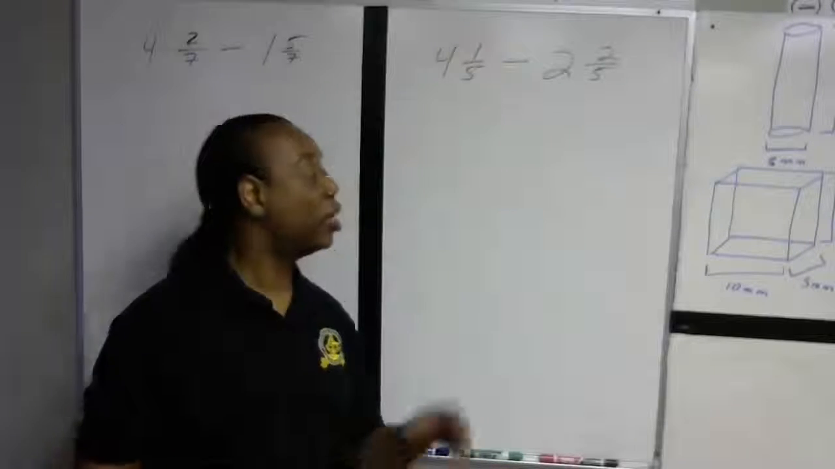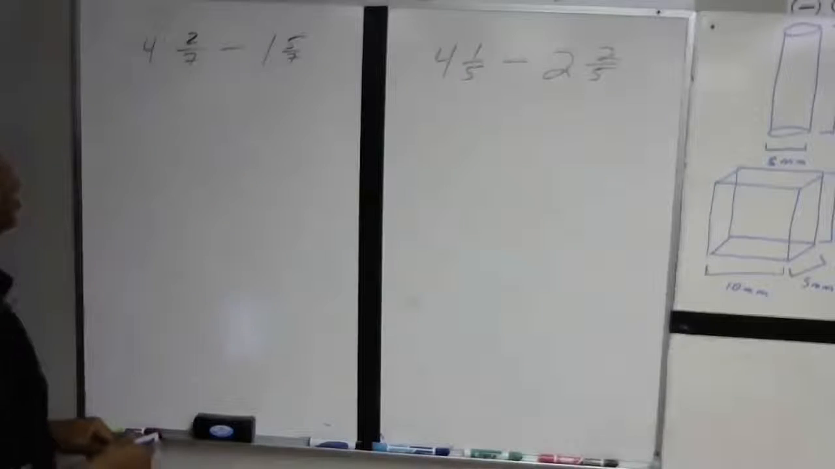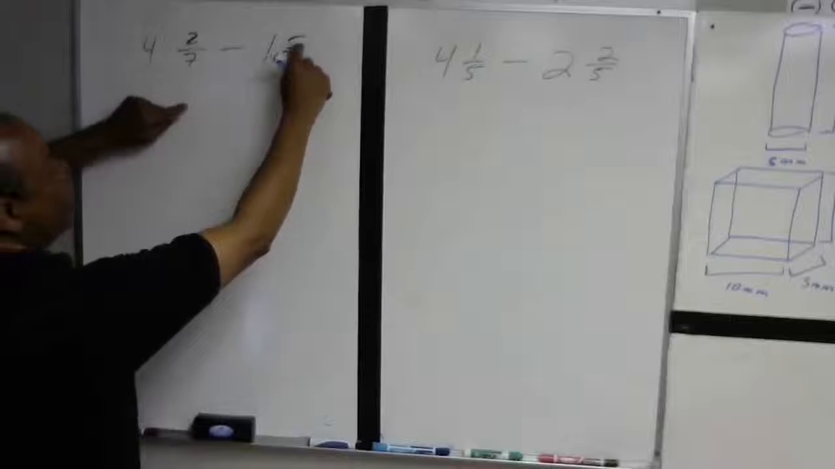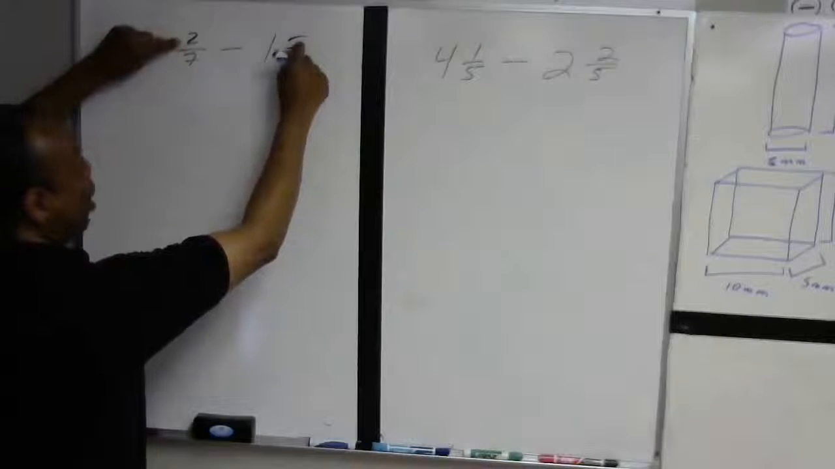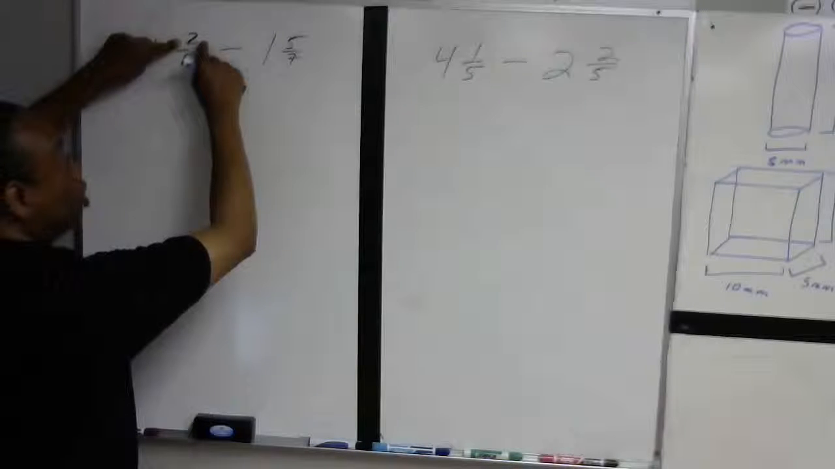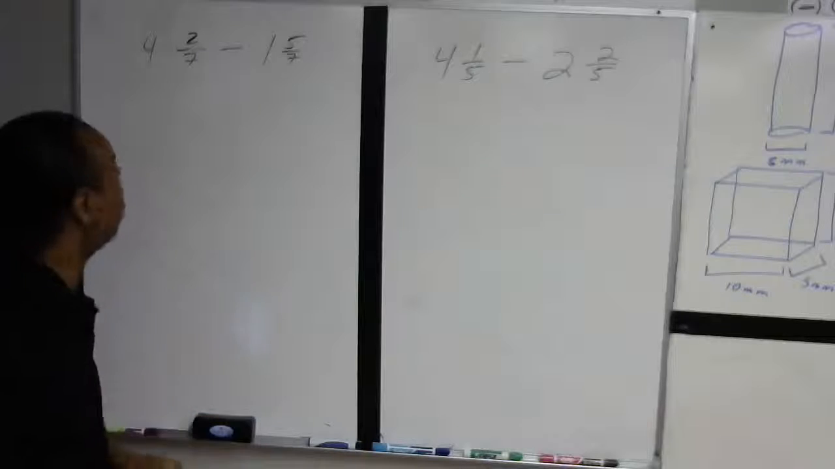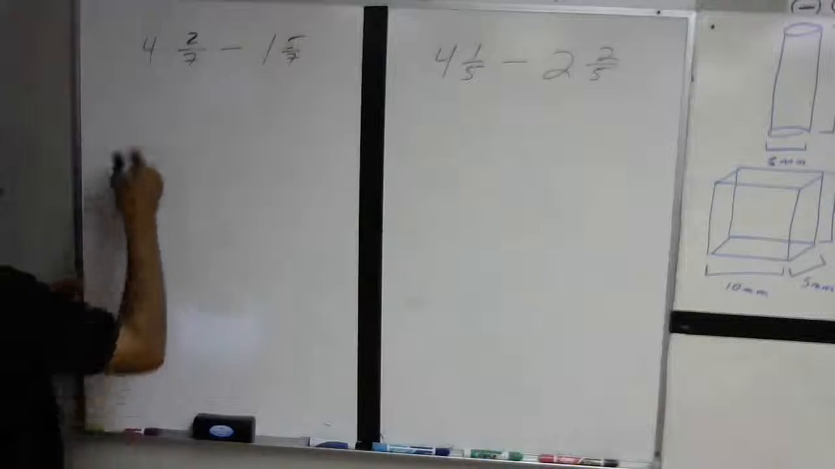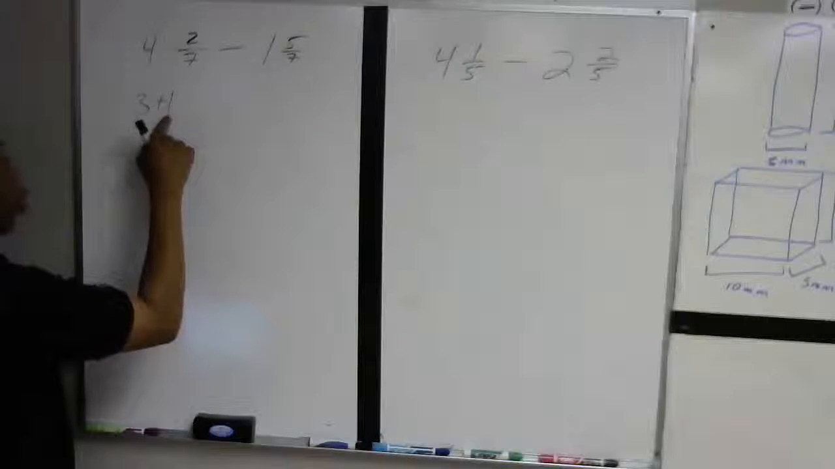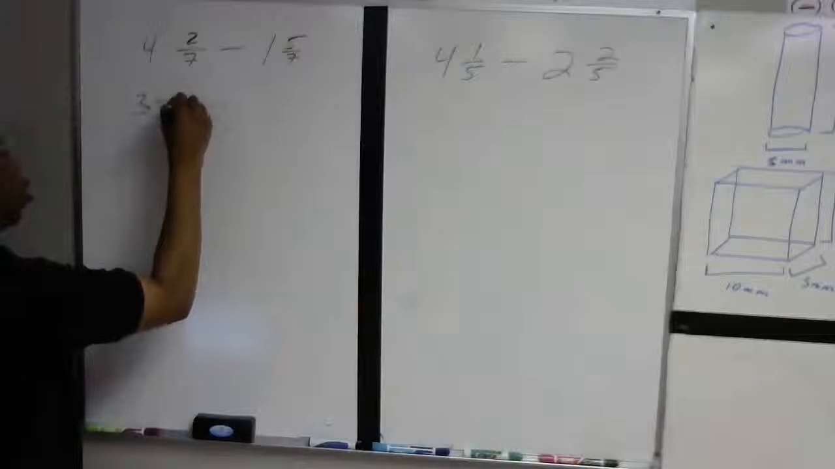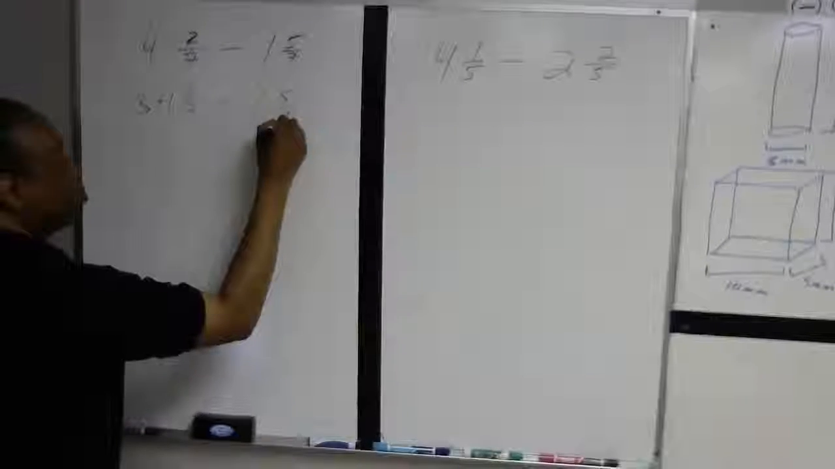Okay, subtracting mixed numbers. The first thing we look at is whether the fractions can be subtracted. Here we can't. You cannot take a 5 from a 2. Okay, 2 is too small. So we're going to have to borrow to make that 2 larger. So let's borrow from the 4. Borrow 1 from the 4, it becomes 3 plus 1. And there's the 1 that we borrowed from the 4 next to the 2 sevenths minus the 1 and 5/7.